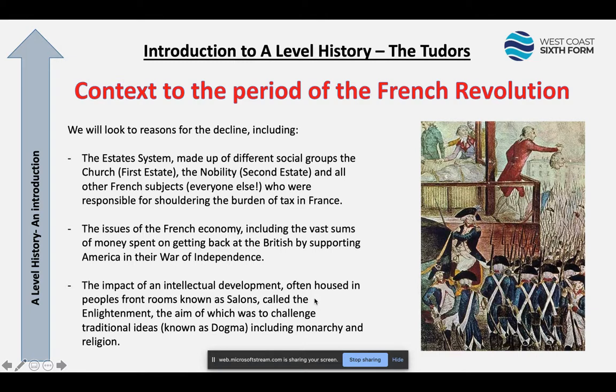We'll also look at issues of the French economy, long-term issues, but one in particular that really knocked France, which was the vast sums of money that they spent on getting back at the British by supporting America in their war of independence against Britain. Then we'll also look at the impact of an intellectual development that was often housed in people's front rooms, called salons. This period was known as the Enlightenment. The aim of this period was to challenge traditional ideas, often known as dogma. These ideas included things like monarchy and religion, and all this was to be challenged and discussed.